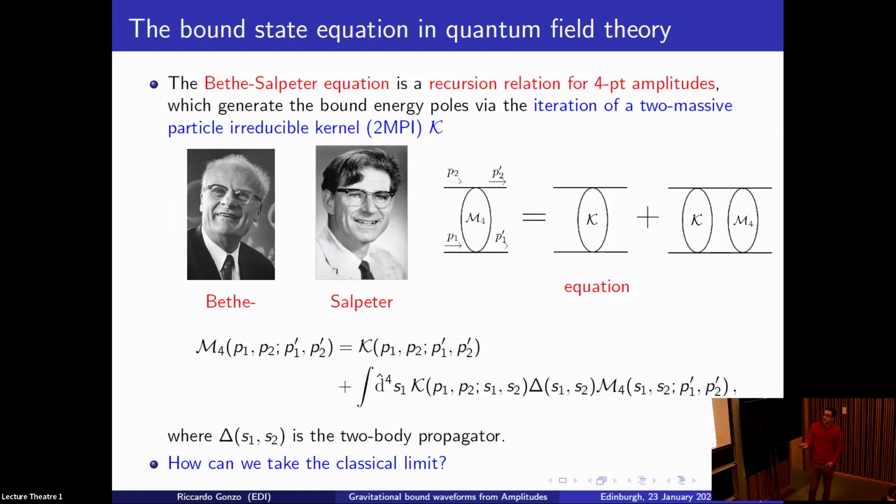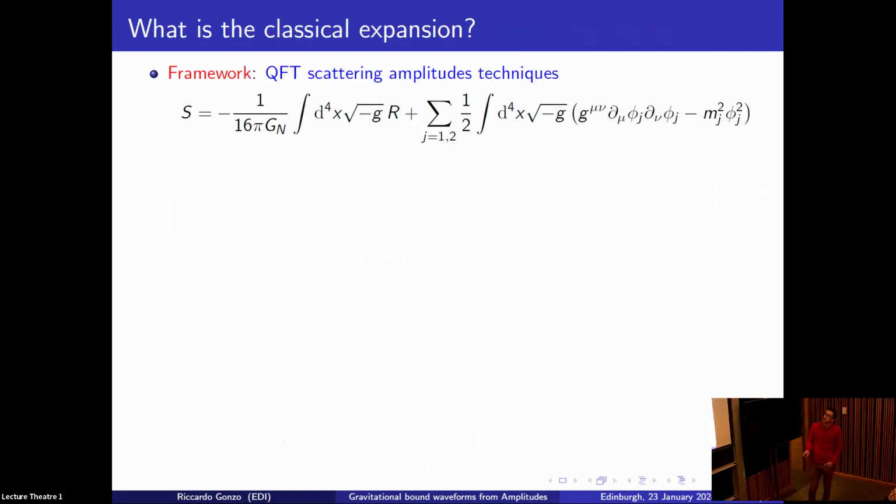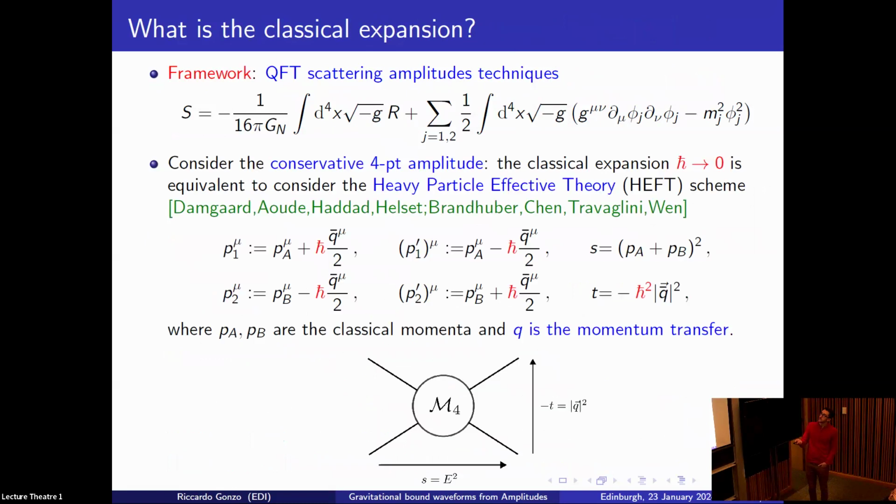How can we take the classical limit? So that's what we worked out in the paper with Tim. Essentially, you just consider a classical expansion. I'm not going to go into details. We use this heavy particle effective theory. It's very convenient to keep track also of spin in general. And we want essentially exchanges to be soft, long wavelength, long range.